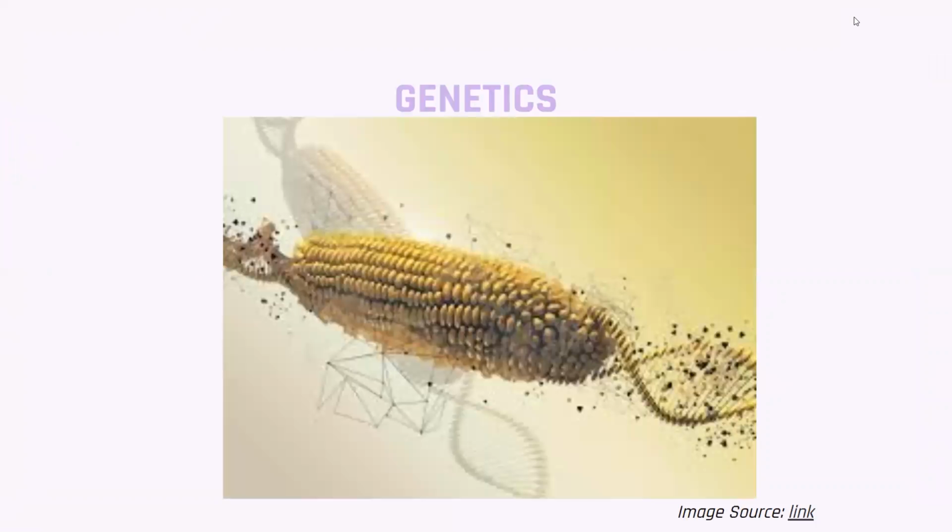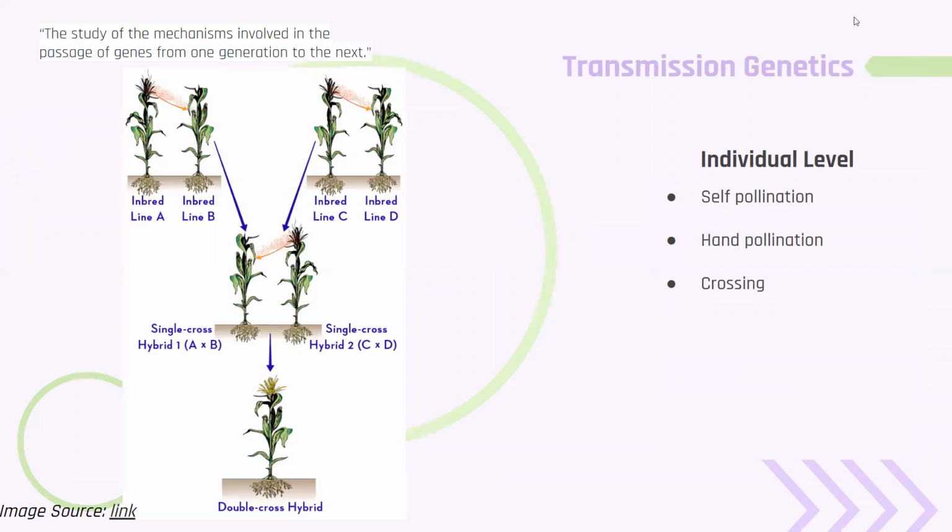Next up, we're going to be looking at genetics. First up, transmission genetics, which I like to think of as an individual level genetics. Some of the mechanisms at this level that are used would be self-pollination. These are monoecious plants with both female and male parts, so they can pass on genes naturally.